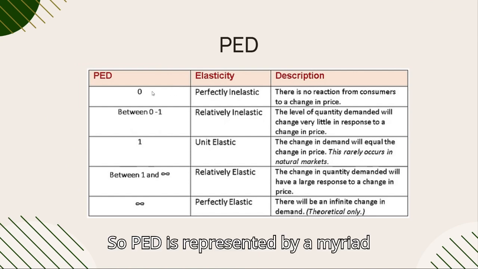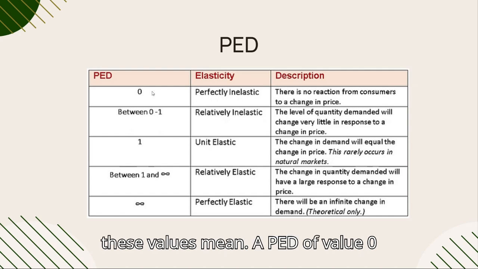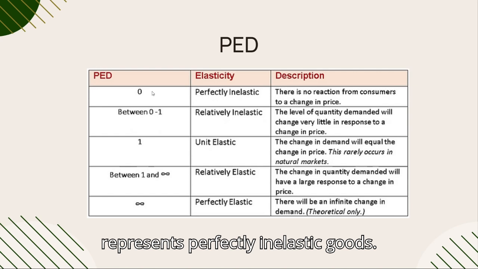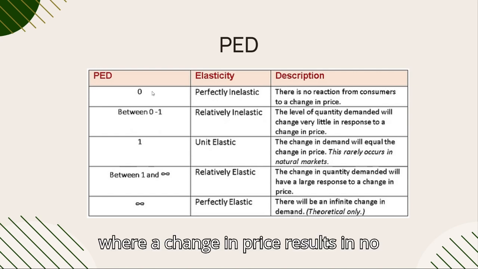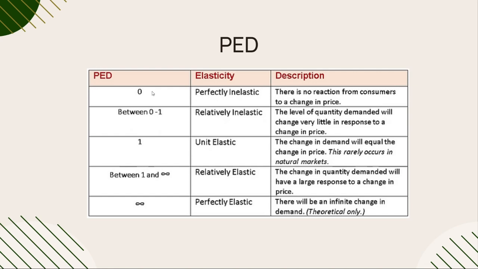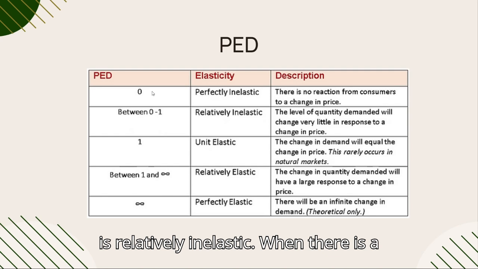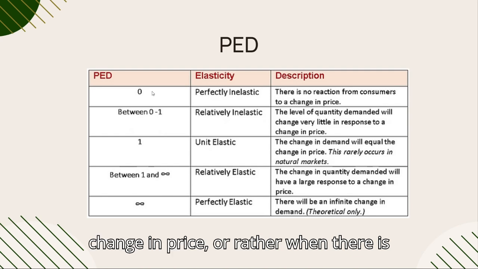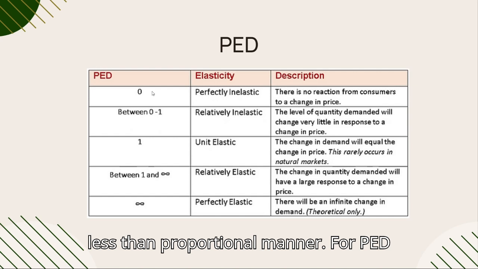So PED is represented by a myriad of values. Let's go through what some of these values mean. A PED of value 0 represents perfectly inelastic goods, where a change in price results in no reaction from consumers. For PED of value that is less than 1, it is relatively inelastic. When there's an increase in price, the level of quantity demanded will decrease in a less than proportionate manner.